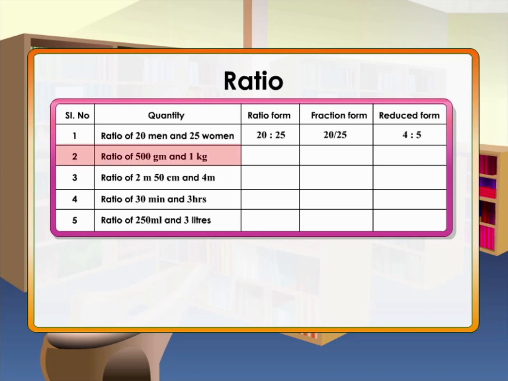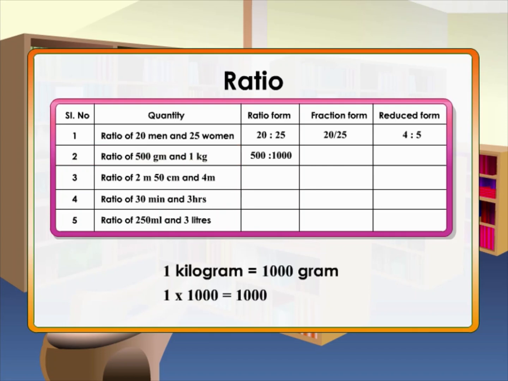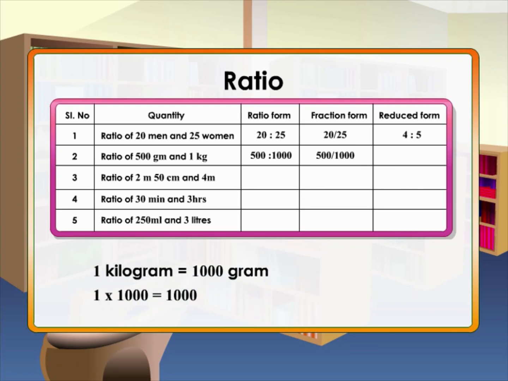Ratio of 500 gram and 1 kilogram. Both are in different units. Convert kilogram to gram. We get 1 times 1000 grams is equal to 1000 grams. So we write 500 divided by 1000 gram. For the reduced form, cancel 500 by 1 time of 500 and 1000 gram by 2 times of 500. So you will get 1 divided by 2.